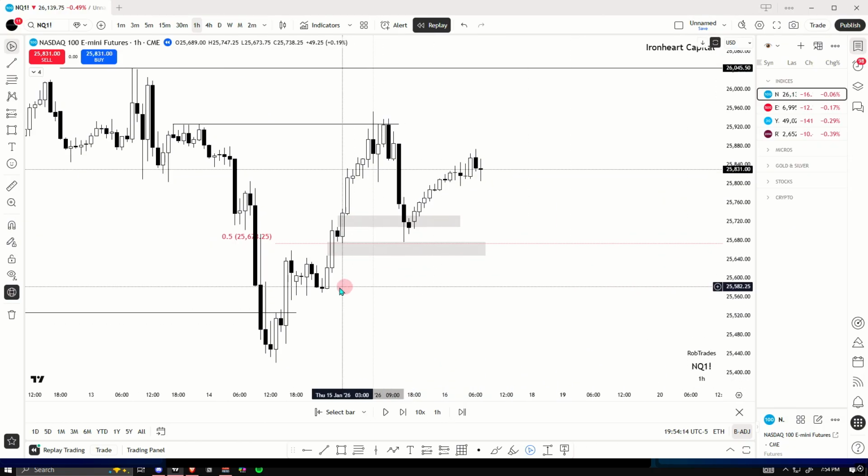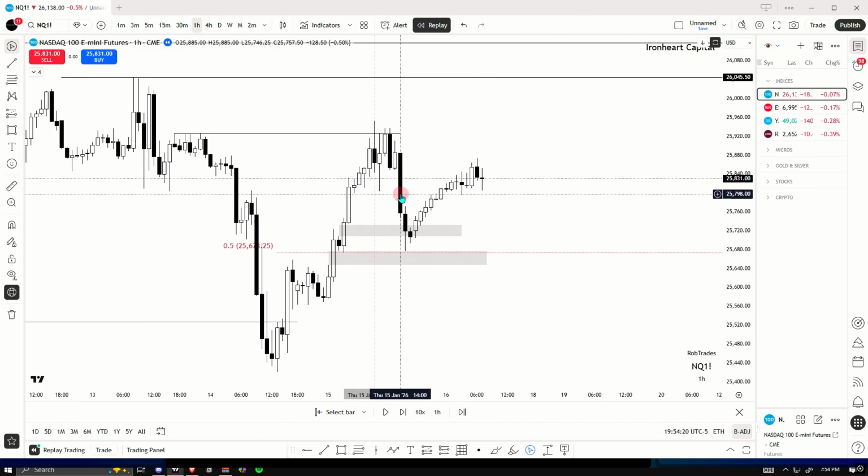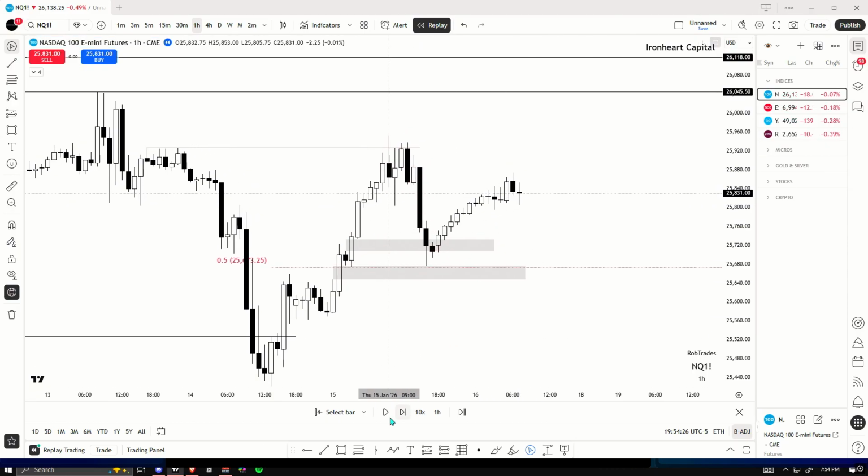Does that mean price cannot go up? Of course it can do whatever it wants. It's just not something that I want to trade. And notice this day, right? This day does nothing. All it does is go lower and just sets up the next day.